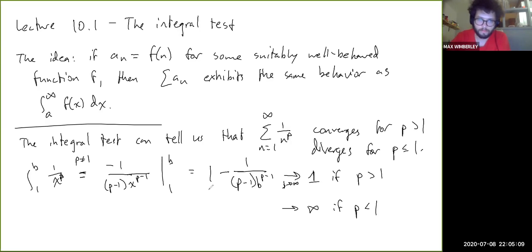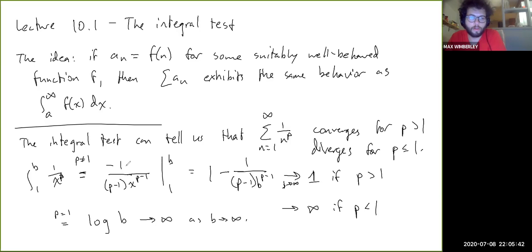So this is essentially why these sums converge and diverge under these circumstances, except in the case that p equals 1. If p equals 1, then you'd get log of x evaluated at b and 1. So log of b minus log of 1, which is 0. So just log of b, and then that also approaches infinity as b approaches infinity.